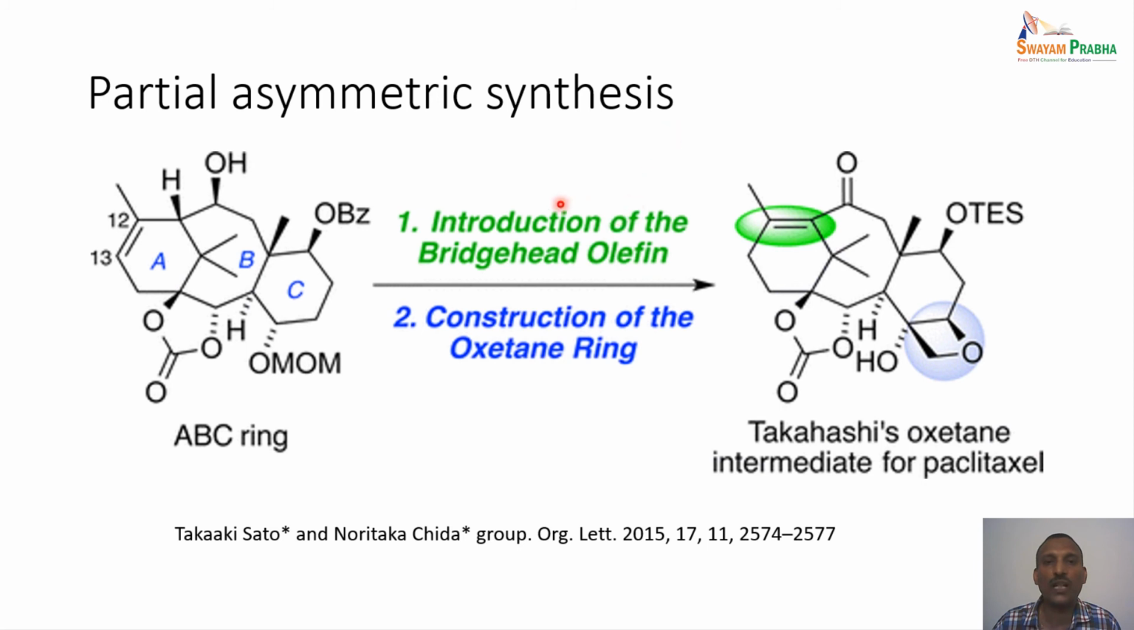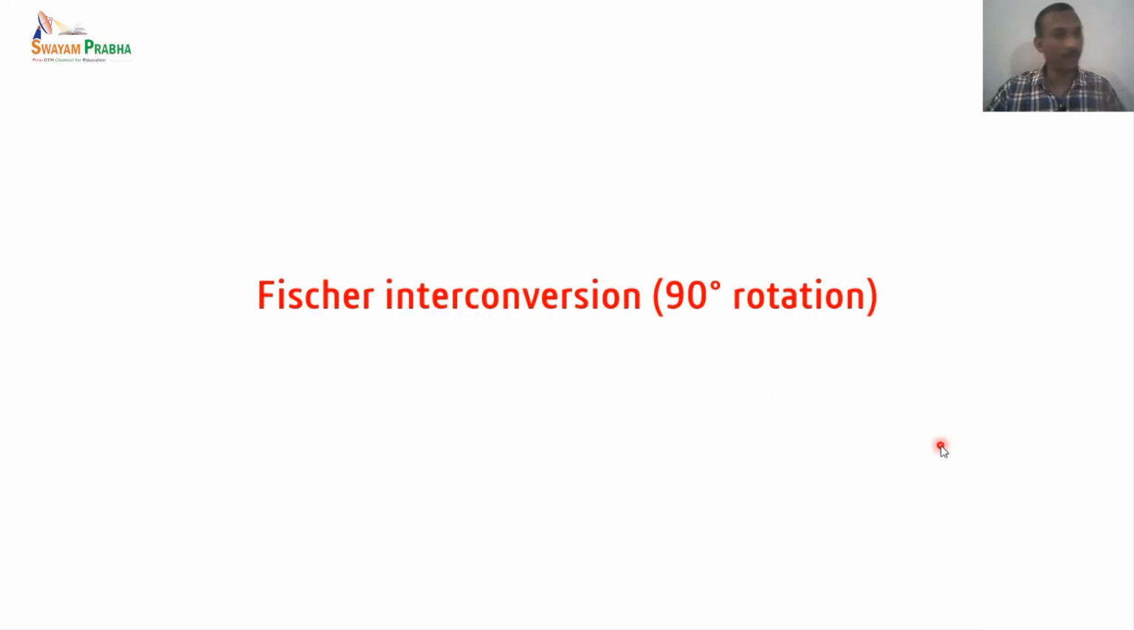So this is how we can actually differentiate between what is a total synthesis, what is a total asymmetric synthesis, and what is a partial asymmetric synthesis. Let us look at Fischer interconversion, basically 90-degree rotation. Why 90-degree rotation gives the other stereoisomer, we will now look.